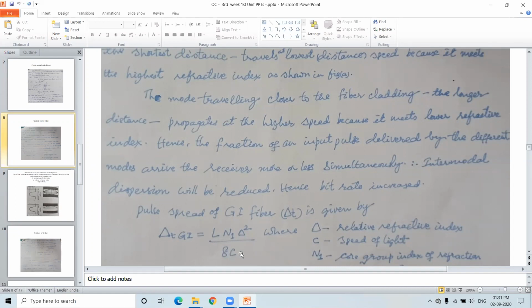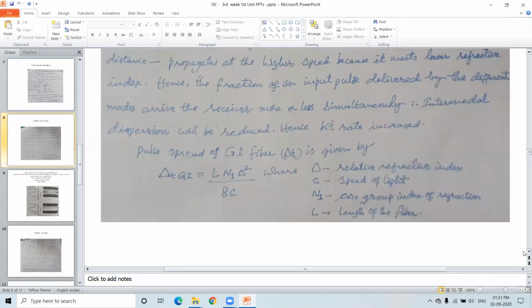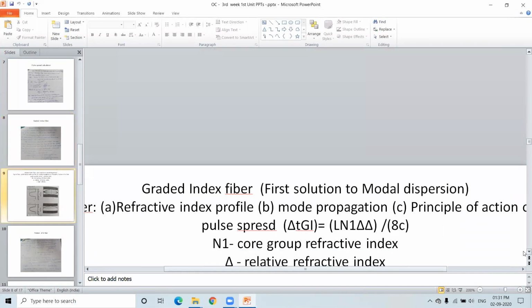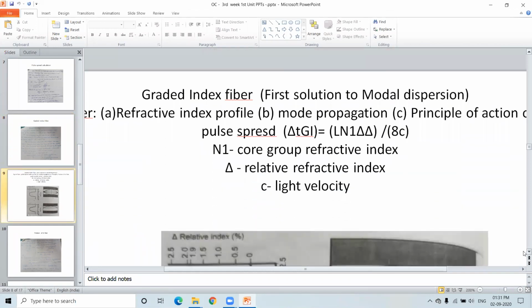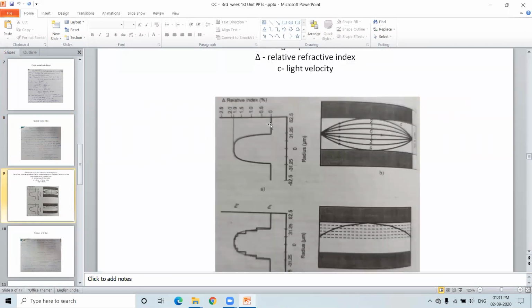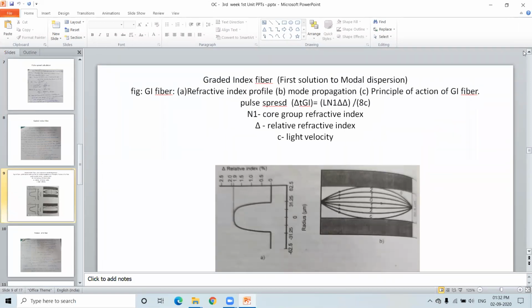And C is the light velocity, as you know. So in this, we have the length of the fiber, the core diameter, the relative refractive index, and the light velocity. We are not going to see the derivation of this one, delta T GI. Just consider this equation directly, and depending on this equation we are going to solve a simple problem, to compare the pulse spread of this gradient index fiber with the step index fiber. So now let us see what this gradient index fiber is.